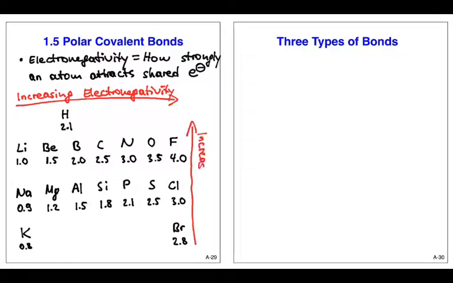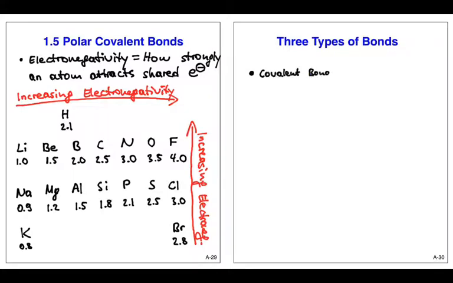At the same time, going upwards in a column of the periodic table, the electronegativity also increases. This is simply because the valence electrons of elements higher up have a smaller radius. They're closer to the nucleus, and so these electrons feel a higher nuclear charge, and that's why the electronegativity gets higher going up.